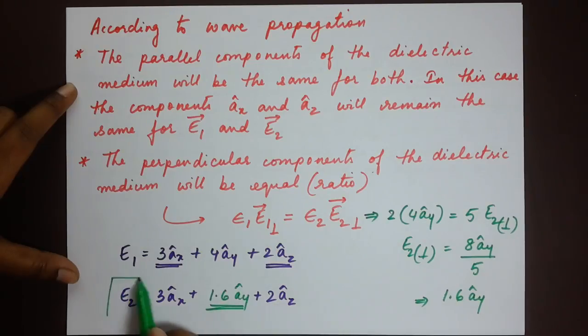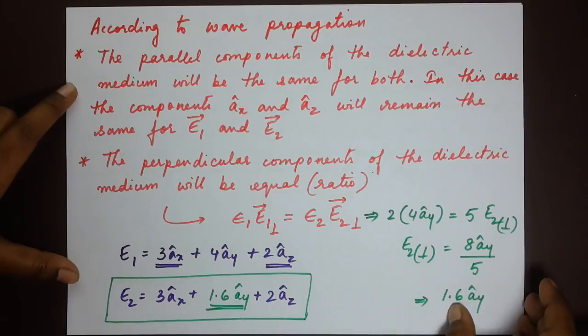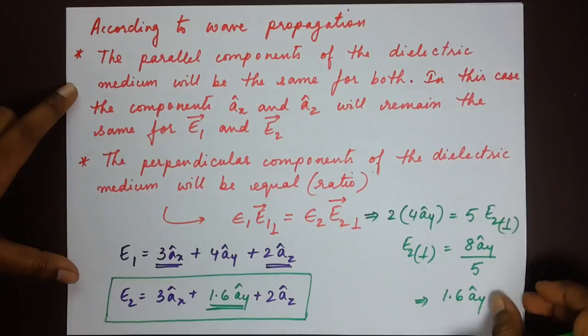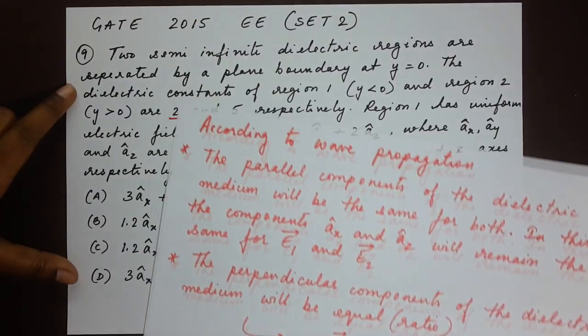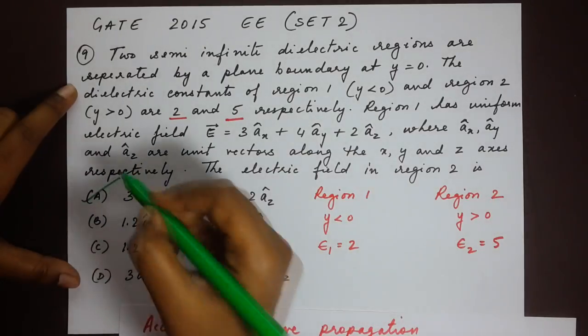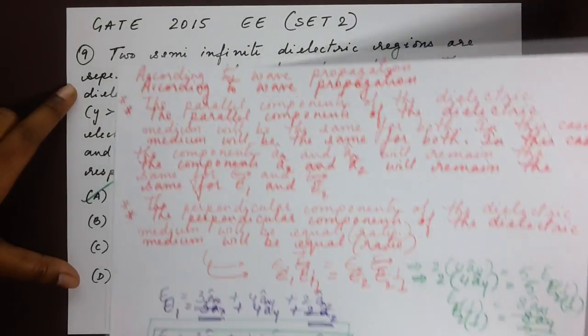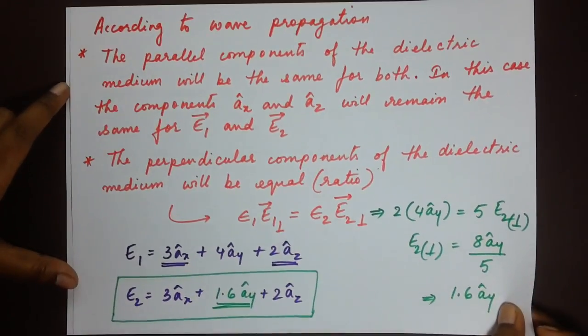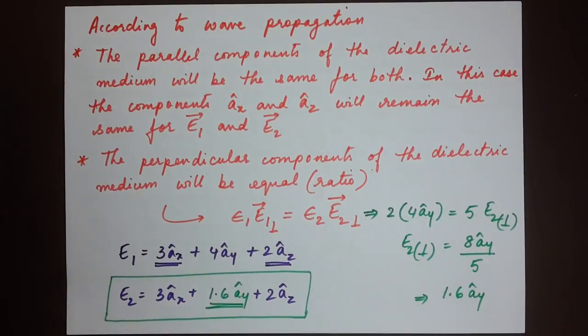So here is our electric field for region 2: 3AX cap plus 1.6 AY cap plus 2 AZ cap. This is our final answer. So it matches option A. Well, this is the explanation and I hope it has helped.